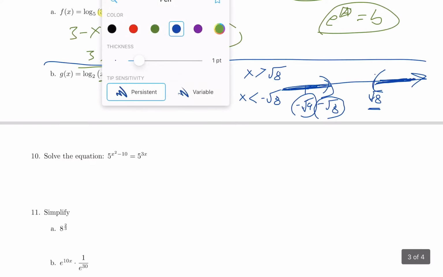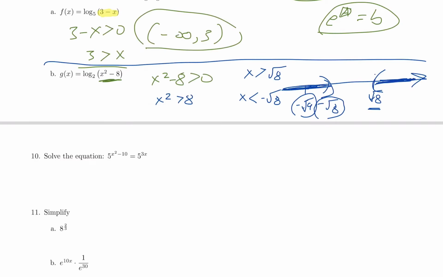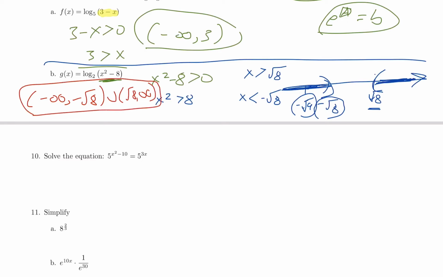So for this problem, the interval is negative infinity to negative square root of 8, and square root of 8 to positive infinity. That is the interval for the domain.